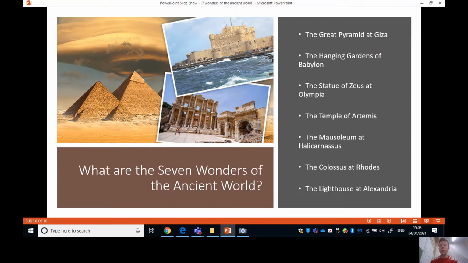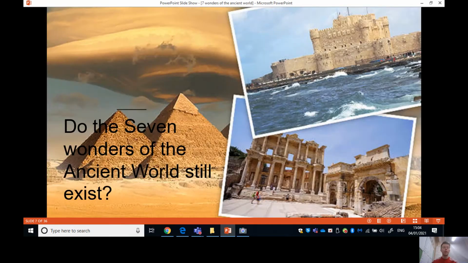So we had the Great Pyramid at Giza, which we'll go into next week, the Hanging Gardens of Babylon, the statue of Zeus at Olympia, the Temple of Artemis, the Mausoleum at Halicarnassus, the Colossus at Rhodes, and the Lighthouse at Alexandria. Now, there are 7 of these ancient wonders of the world, and we are going to look at these in part 2 of this lesson, which will happen next week.